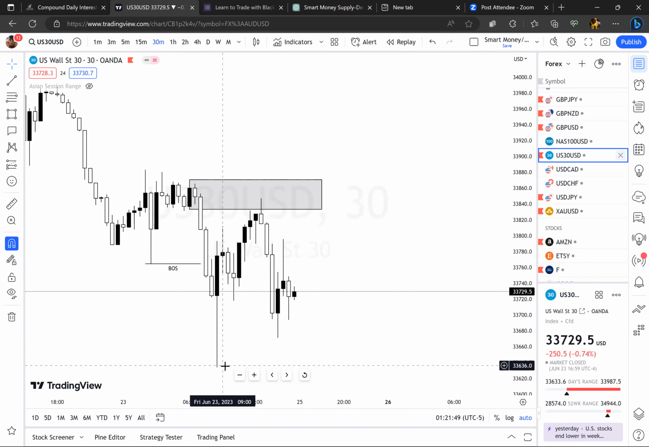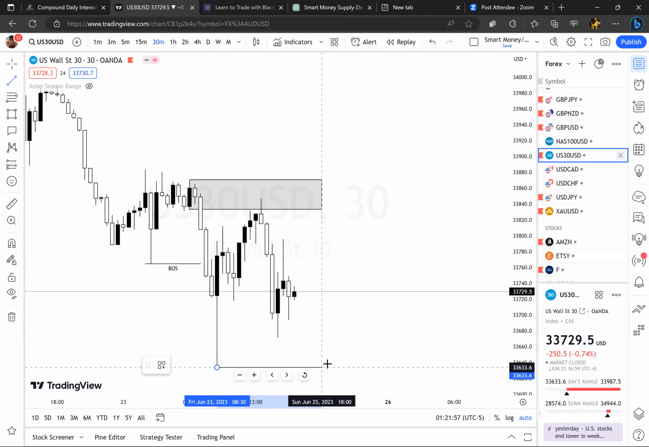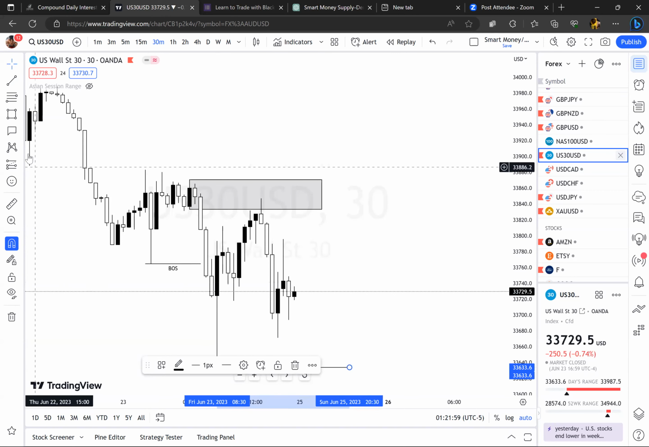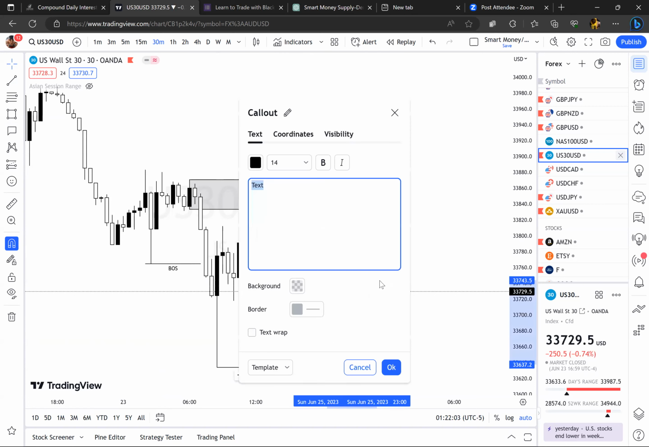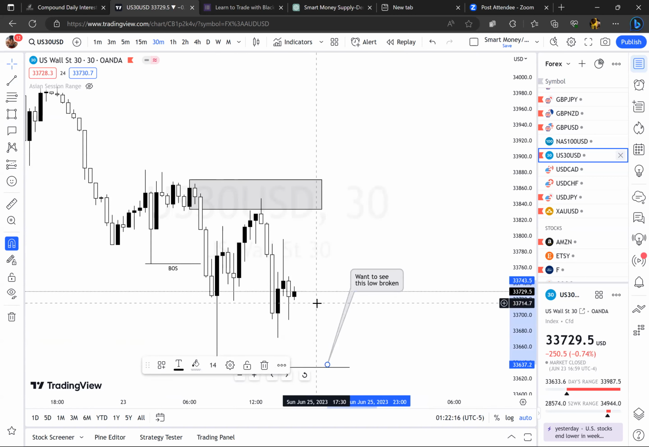If I'm going to sell this, I'm going to look for a selling opportunity. I would like to see it break this low. This low. This low. Let me put a callout on there. Want to see this low broken, and then perhaps retrace up.